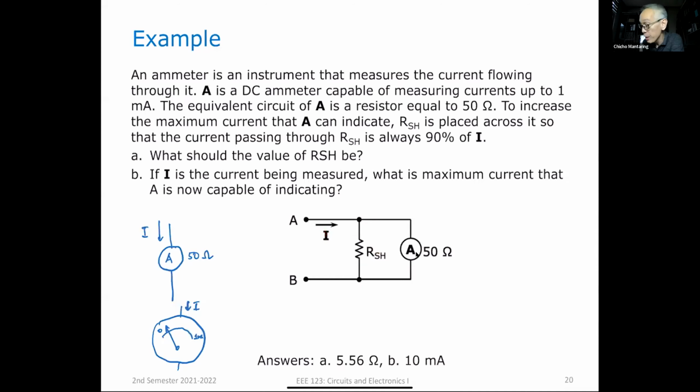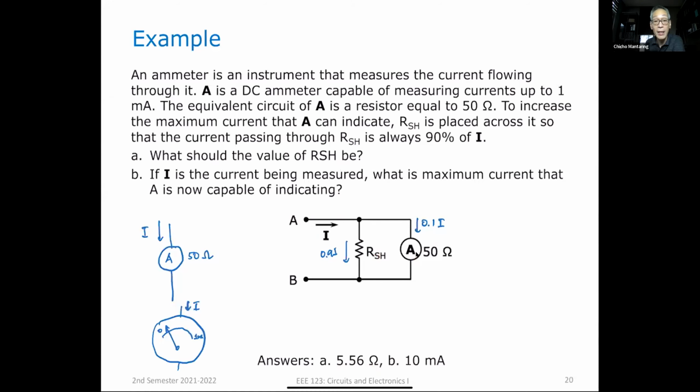In other words, this is 0.9I, and this will just be 0.1I. If this is the total current that is flowing, I want 90% to pass here, and I only want 10% to pass through this ammeter. So the first question is, what should be the value of RSH? The answer is 5.56 ohms.